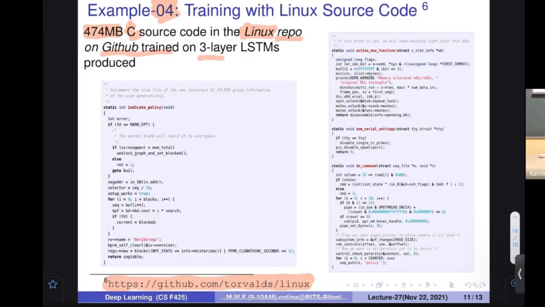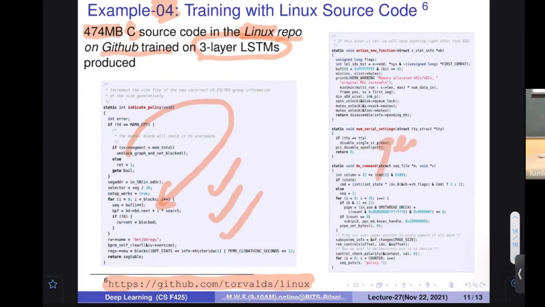So a 3-layer LSTM was trained on this particular Linux kernel C code. This is the right code, taken from the repository, and this is what was generated. This was the code generated by the system. Would you like to execute it on your machine? Definitely it is going to crash. So don't try to make sense of what is going to happen.